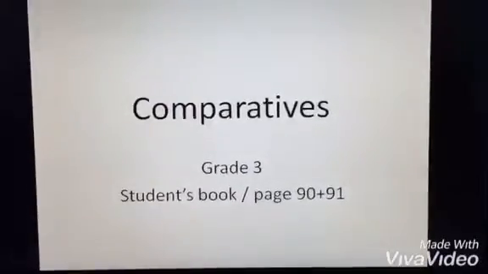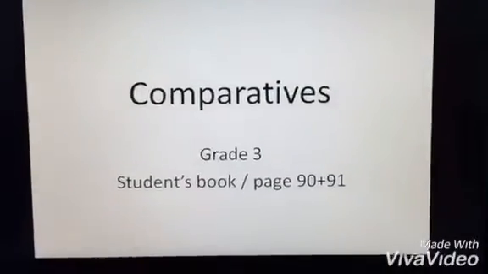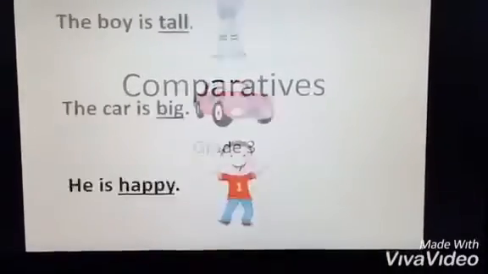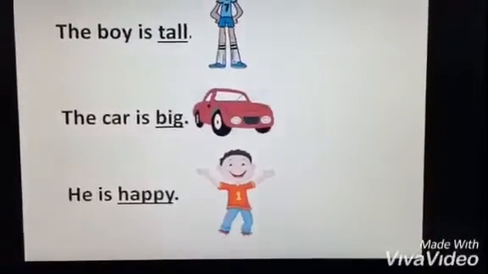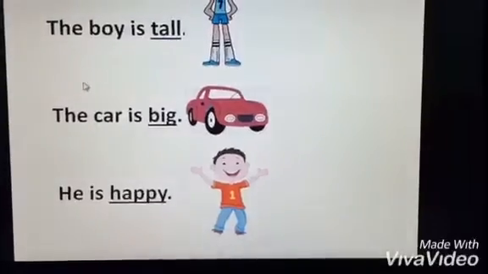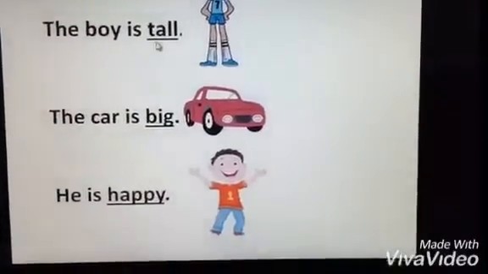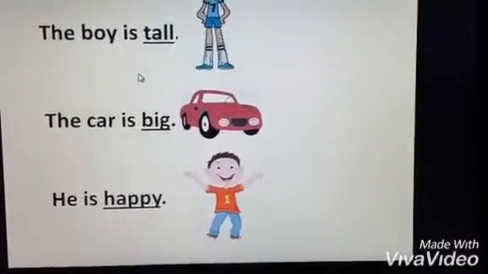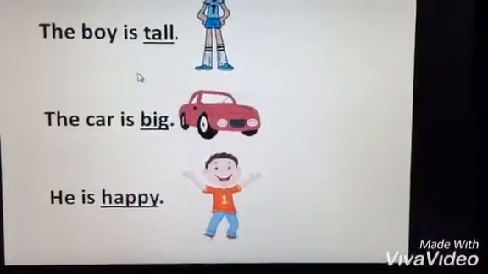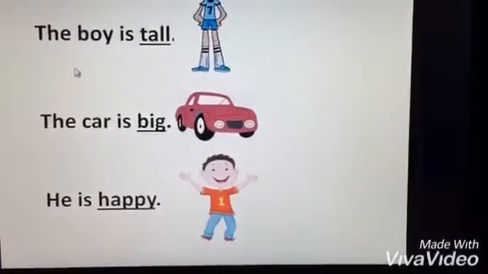Today I'm going to talk about comparatives. But at the beginning I want to talk about adjectives, then I will talk about their comparative forms. Now let's take a look at these sentences. The boy is tall, the car is big, he is happy. Tall, big, happy here describe only one thing and one person. Tall describes only the boy, big describes only the car.